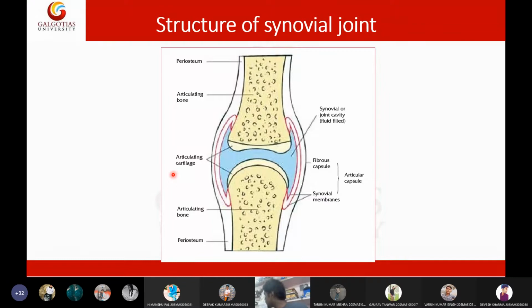Let me check the time. Okay, 43. Are you listening to me, students? Is the diagram visible? Yes, sir. Yes.